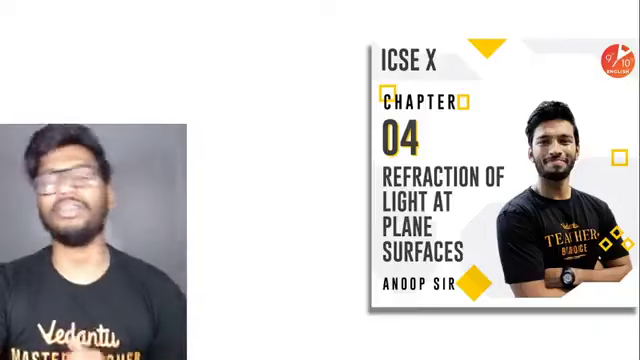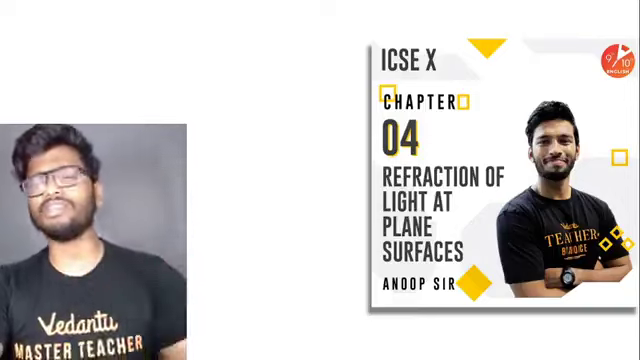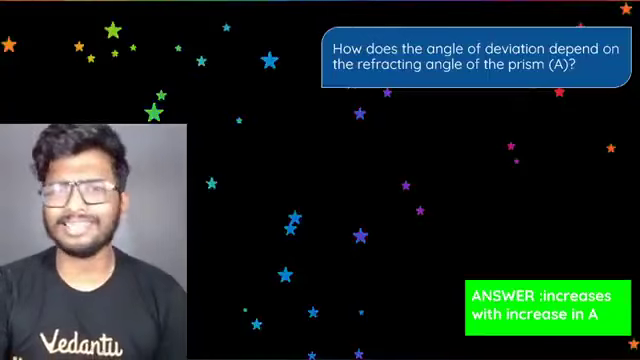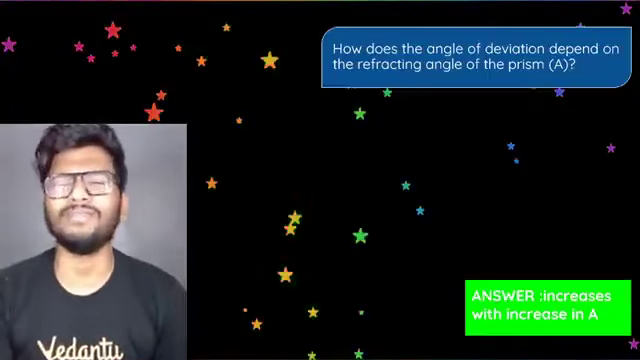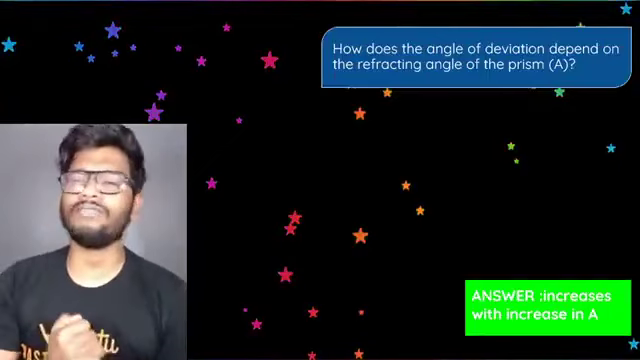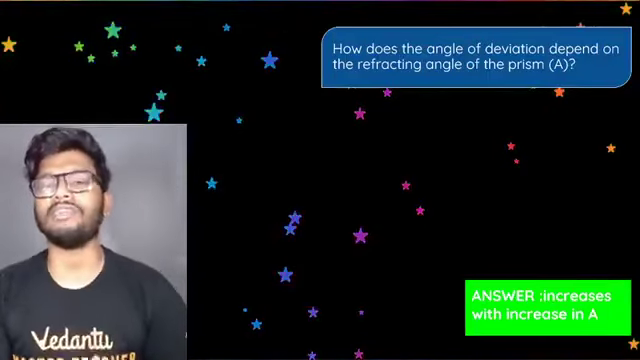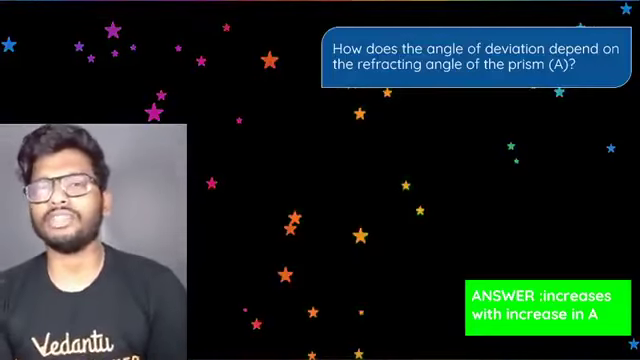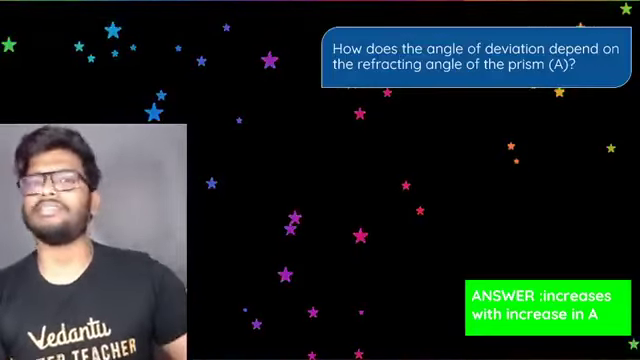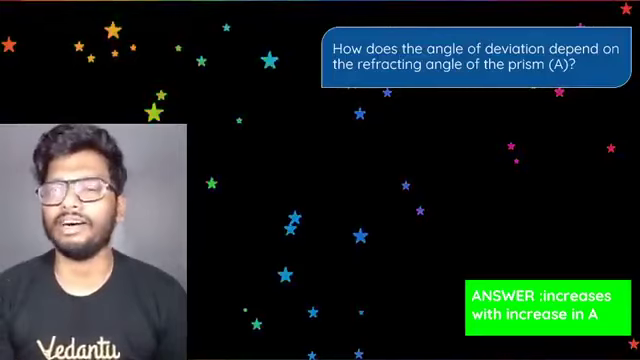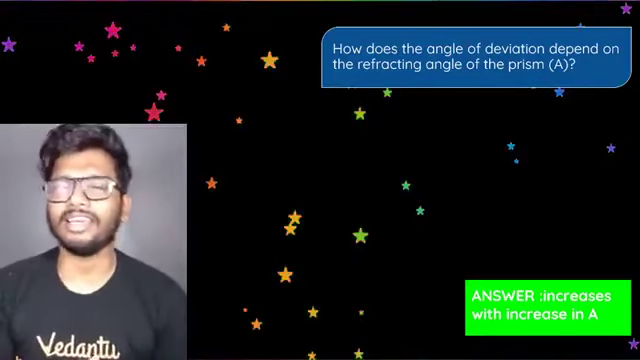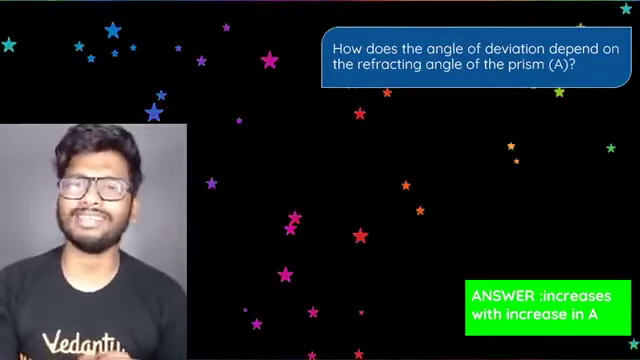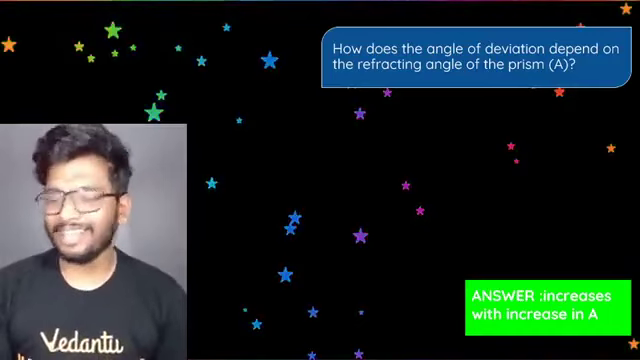But before we get into the actual topic, guys, I had given you a simple little homework in the last session. The question was this: how does the angle of deviation depend on the refracting angle of the prism? How does the angle of deviation depend on the angle of prism? What kind of relationship do they have? Is it like a Karan Arjun relationship, or is it something else altogether? So that was the question.